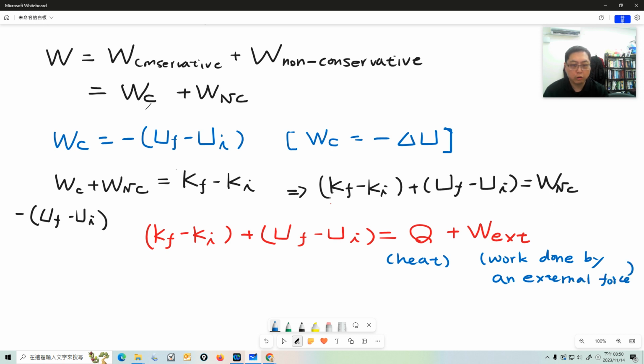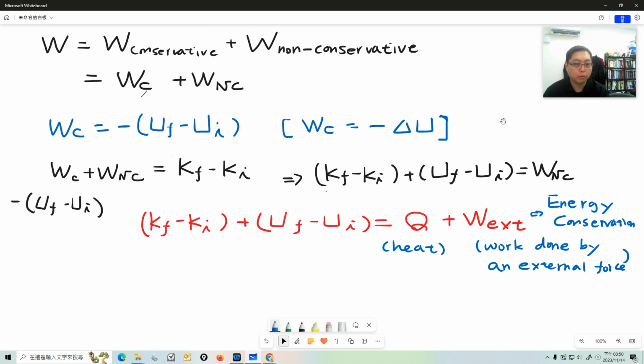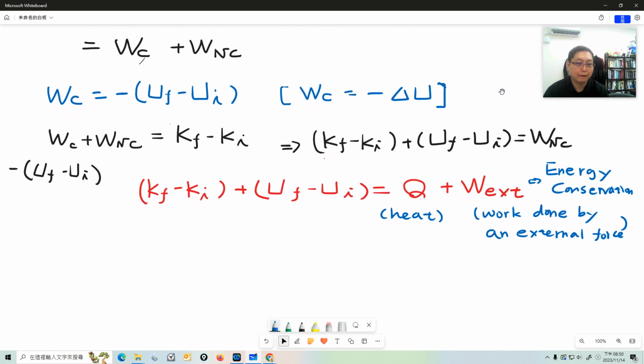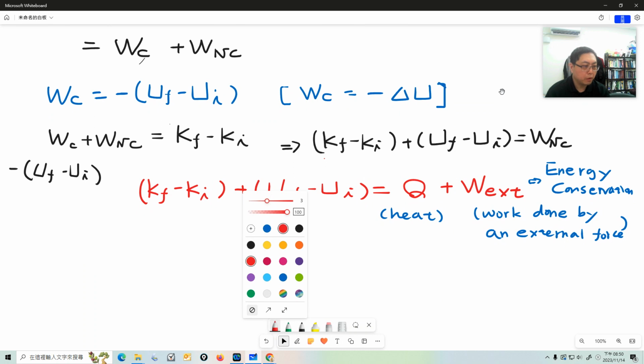Okay, so this is energy conservation. This one, the red one, is called energy conservation. And now I'll tell you some conventions for Q and external force. Very important: the sign convention. For Q, which is heat, right?